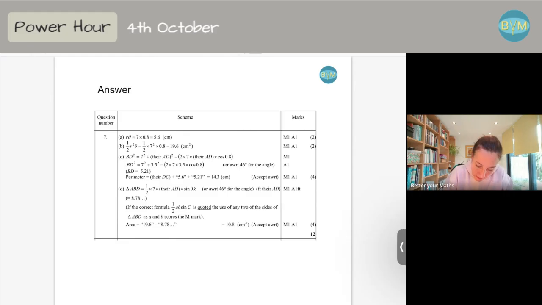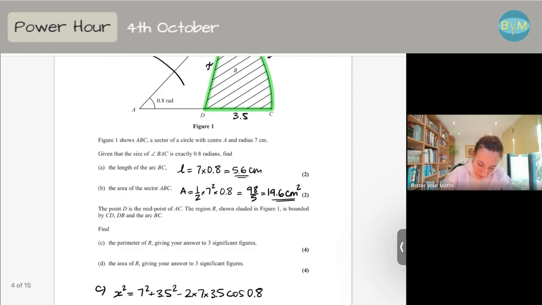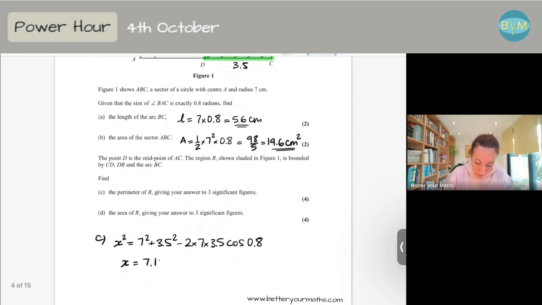Oh, they don't tell us. BD is 5.21. So this is 5.21, 3 significant figures, centimeters. Is it clear?